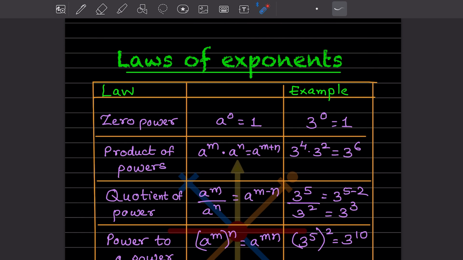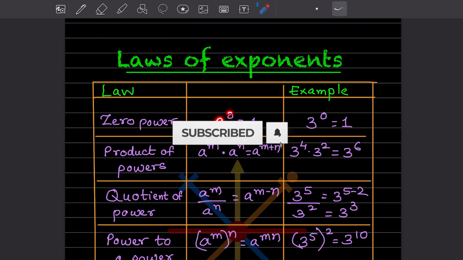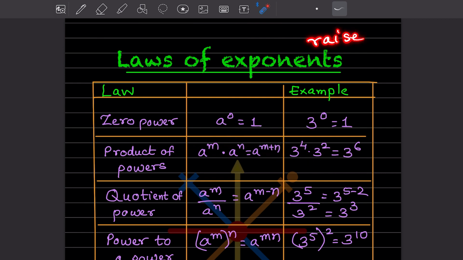So this is called the zero power. Zero power means, this is the base, that anything raised to zero is going to be 1. So the example, suppose we take a as 3. So 3 raised to 0 is 1.